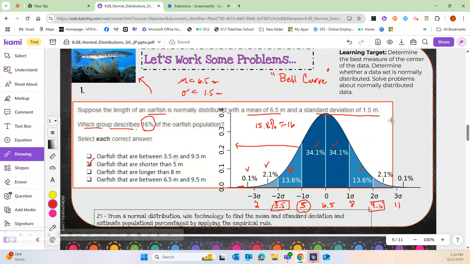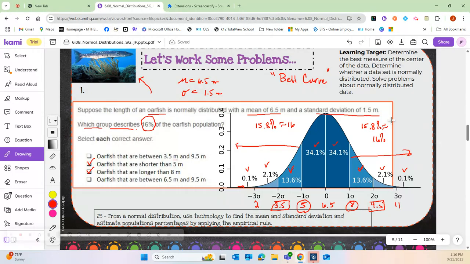Oarfish that are larger than 8. If we go over here and find 8, larger would be anything to the right. That would also be 13.6, 2.1, and 0.1. If we add those up, we get 15.8%, which would round up to be 16%. So that is true. All the oarfish that are longer than 8 meters would be 16% of the oarfish.